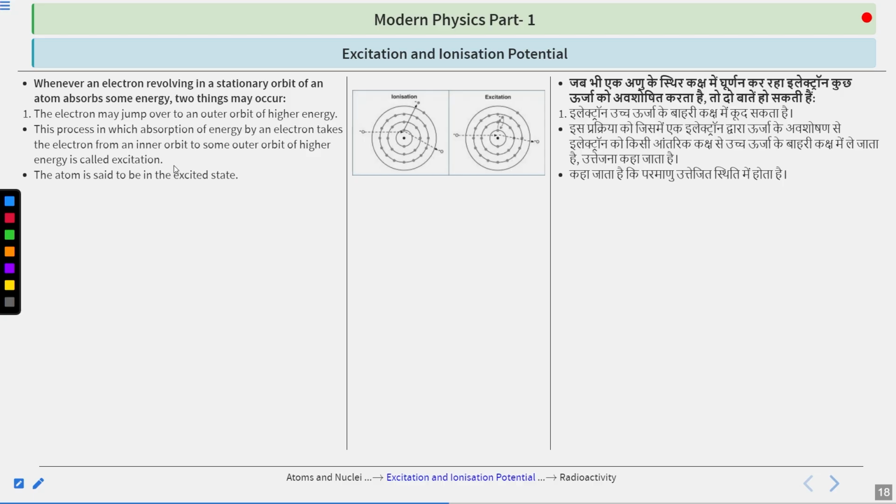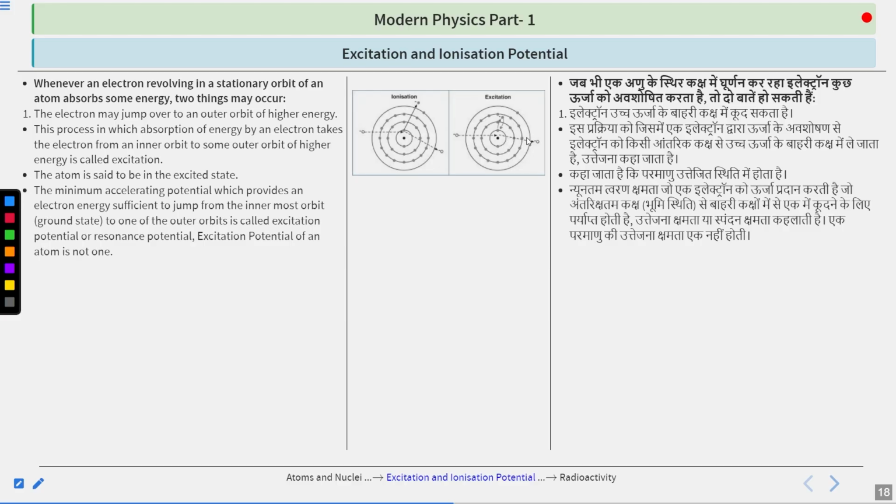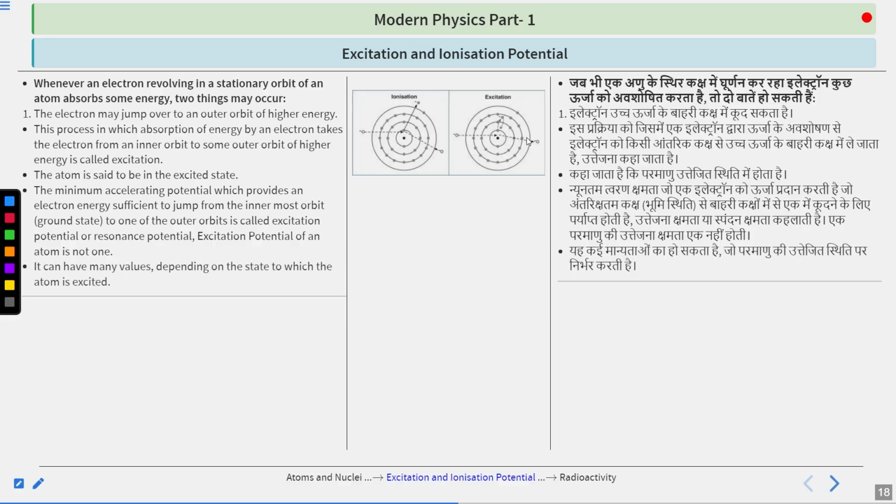The atom is said to be in the excited state. The minimum accelerating potential which provides an electron energy sufficient to jump from the innermost orbit, the ground state, to one of the outer orbits is what we call the excitation potential or resonance potential. The excitation potential of an atom is not one. It could have many values depending on the state to which the atom is excited.